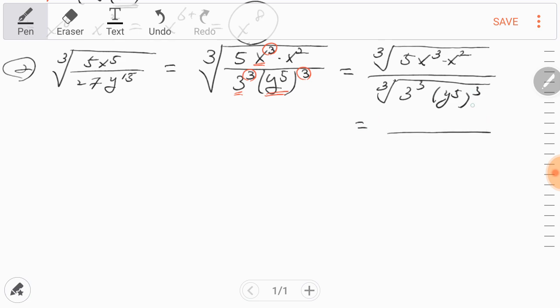Okay, from the numerator, take this x out. Then the other stays inside the cube root: 5 x squared. From the denominator, take this 3 out, and y to the 5th power, this one out. Then the other stays inside the cube root. There's nothing in the cube root, right? So the cube root is just 1. So leave it as this. So this is the simplified expression.